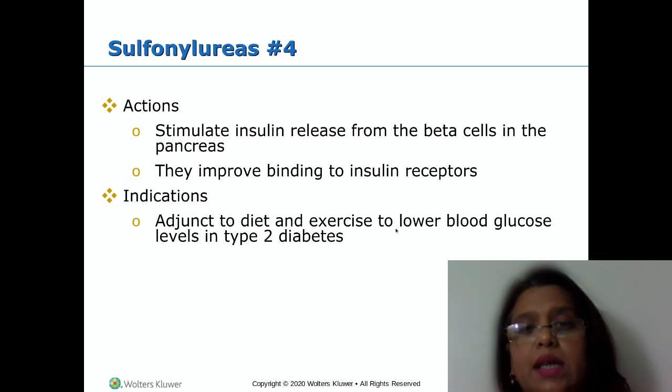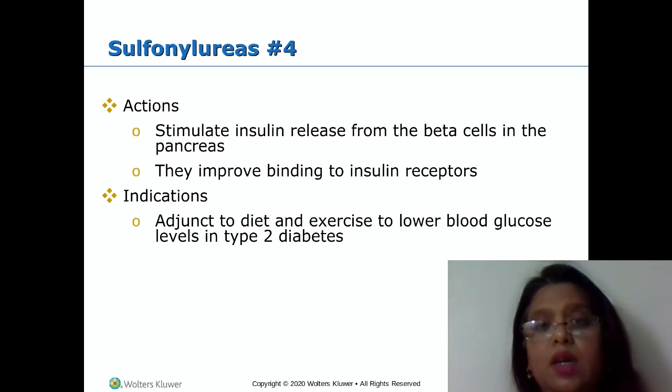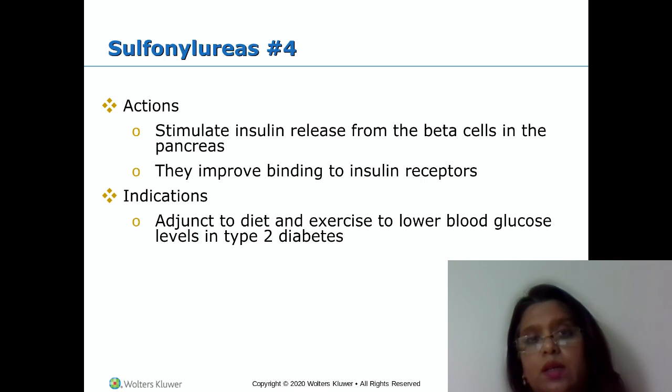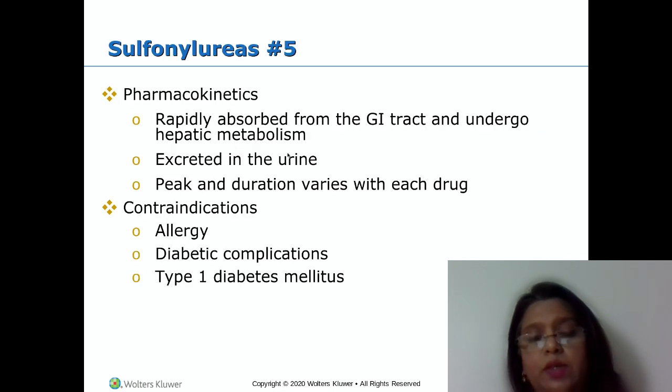Indications: adjunct to diet and exercise. Whenever a person has high blood sugar problems, we tell them to regularly eat a low carbohydrate diet and exercise every day, 30 minutes to 1 hour. That will help their body to function better, metabolize their blood sugars, and produce insulin in a better form.